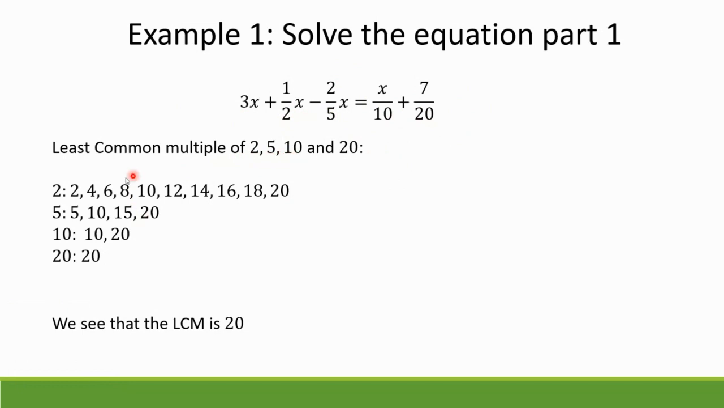But anyway, for 2, 5, 10, and 20, if we were to list the non-zero multiples, as you can see, for 2 we have 2, 4, 6, 8, and so on. For 5, we have 5, 10, 15, 20. For 10, we have 10 and 20. For 20, we just have 20. You can see that the first positive integer that's in all these lists is 20. So 20 is the LCM.